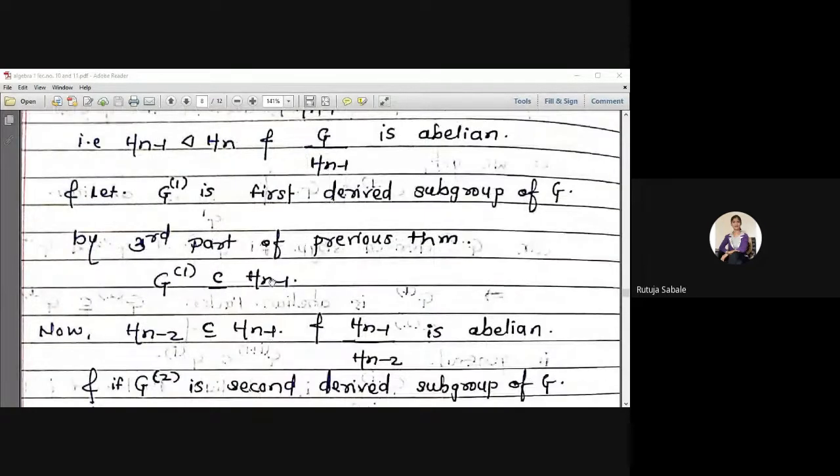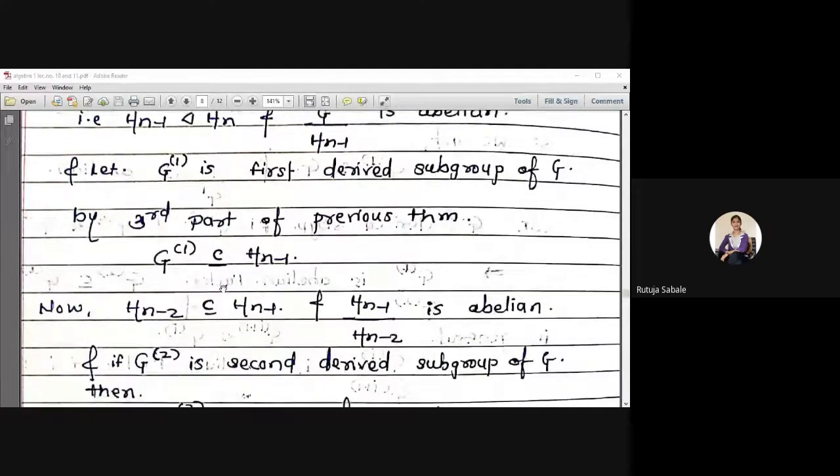Okay, any doubt? No, sir. H_{n-1} is assumed as capital N in the third part of the previous theorem. Only change the notation there. Any doubt? No, sir. Assume properly going forward, and write down all the steps properly.